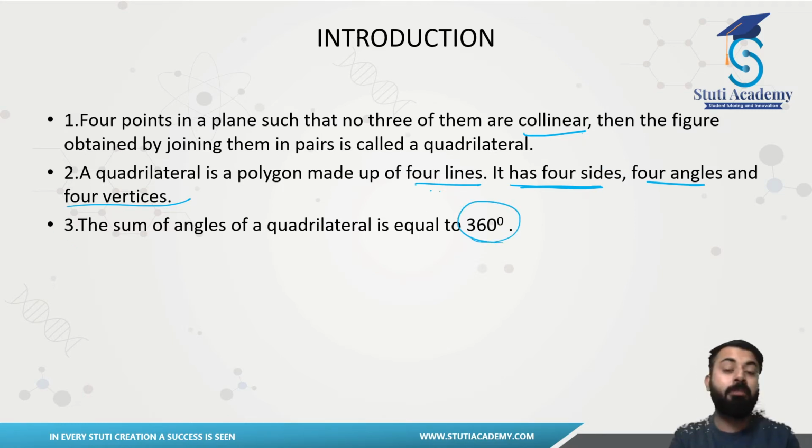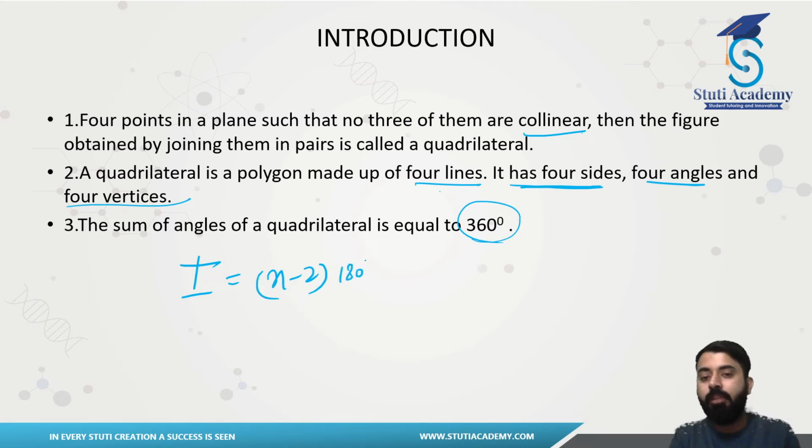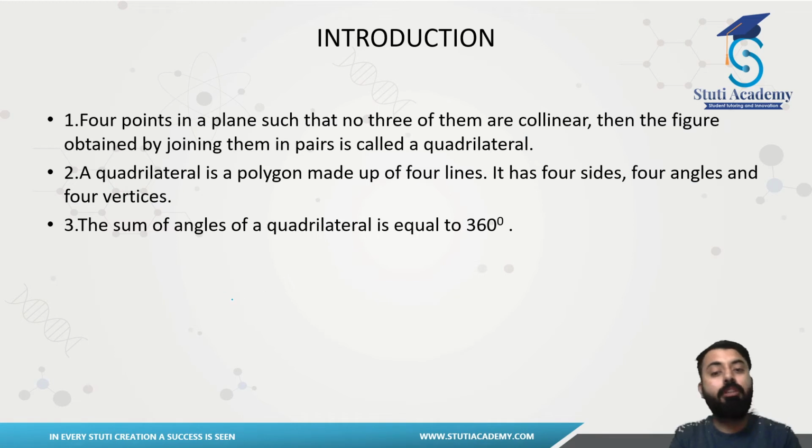Now for this, you should be remembering the sum of all interior angles. Your interior angles formula was what? (n minus 2) into 180. That was the formula to calculate the sum of angles of any polygon. If you were talking about a triangle, it had three sides, so (3 minus 2) into 180. That was 180, and you know the sum of all three angles of a triangle is always 180. If you were talking about a quadrilateral, let's see: (4 minus 2) into 180. So it will be 2 into 180, that will be 360 degrees.